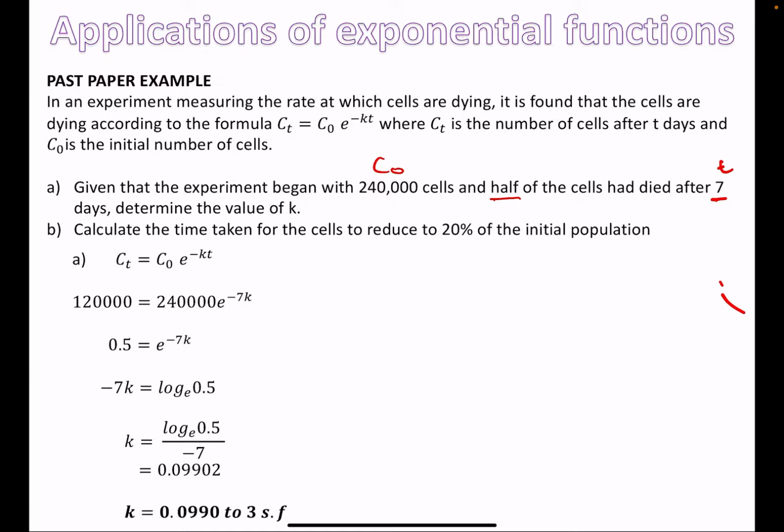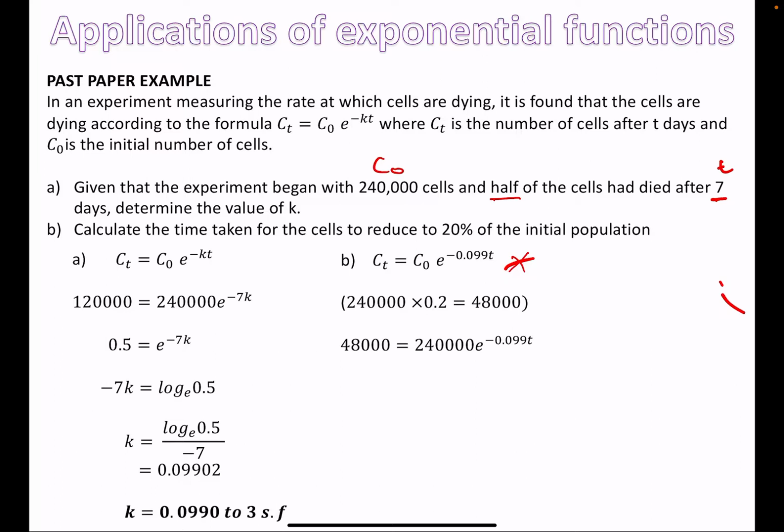Okay, so we want to calculate the time taken for the cells to reduce to 20% of the initial population for this second part. So similar to that last one, we had half. Now we're going to have 20%. So the first thing we want to do is find 20% of 240,000, which is 48,000. Okay, and we can use our formula now with k replaced by minus 0.099. So now putting in our values, our C_T is 48,000. Original number of cells was still 240,000. We've got our k. Now we're just going to try and find our T.